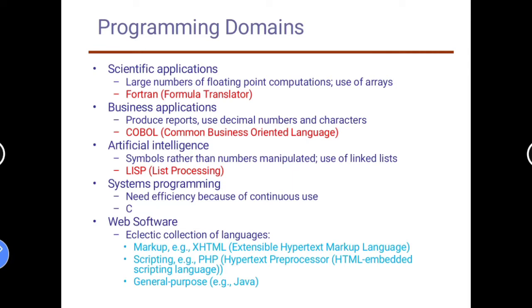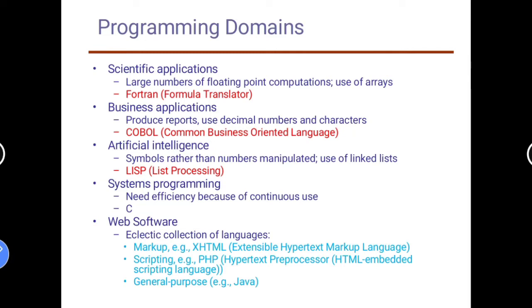First, scientific application. When you want to develop an application, you need to choose your programming language. So on the basis of these different terms, the programming language is defined. For scientific application, a large number of floating point computations need to be done on the basis of arrays and other things. So Fortran, formula translator, is one of the programming languages used for scientific application.